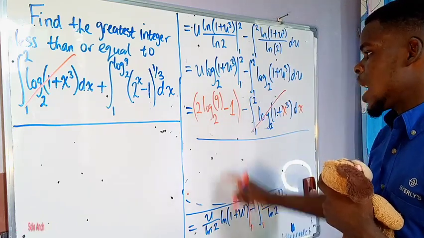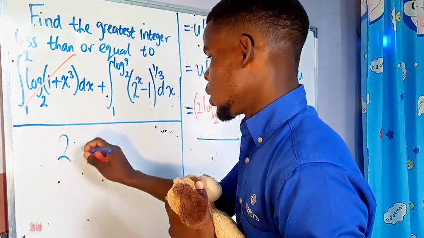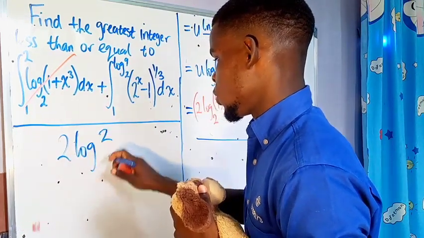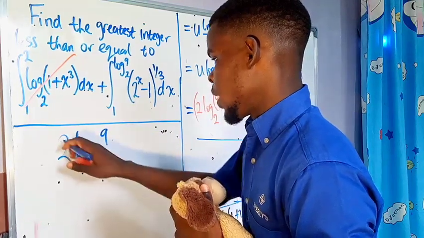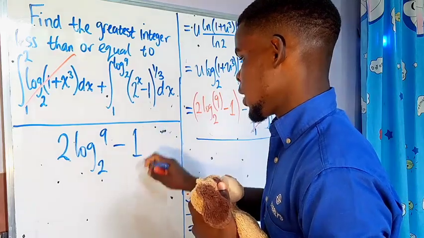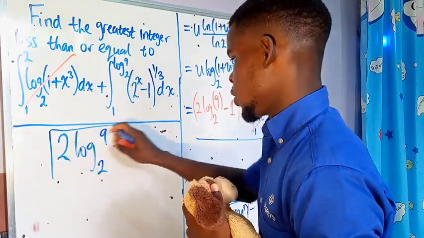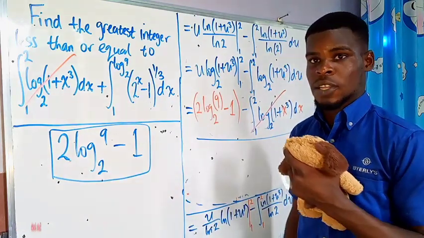So that means what we have left is just this part, which is 2 times the logarithm of 9 to base 2, right? So after cancelling those things, the thing has been simplified to this form without the integral. That's the nice thing here. The integral is no longer there, so we don't have to evaluate anything again. So we just have to look at this number.